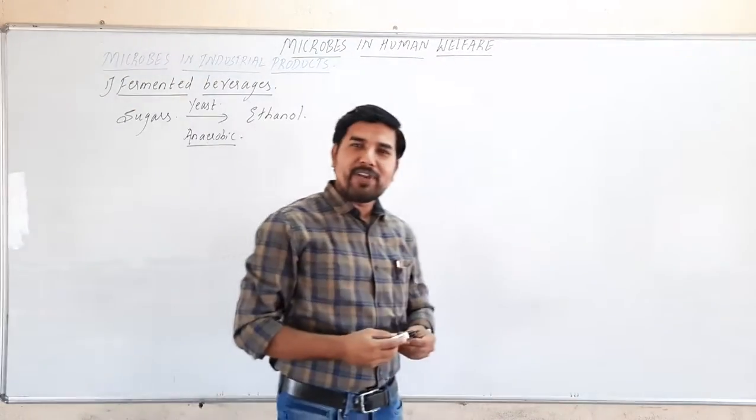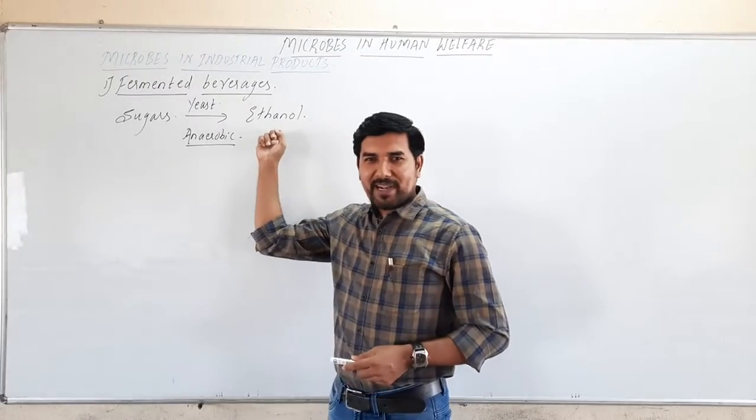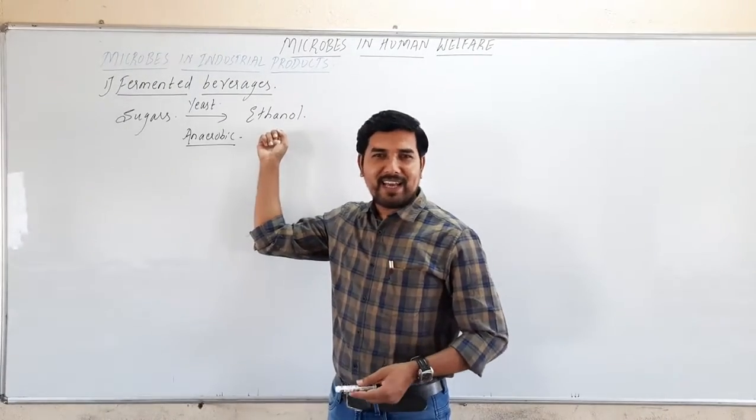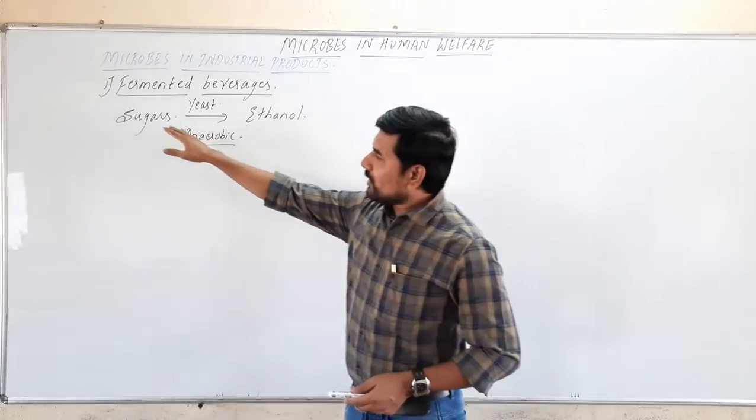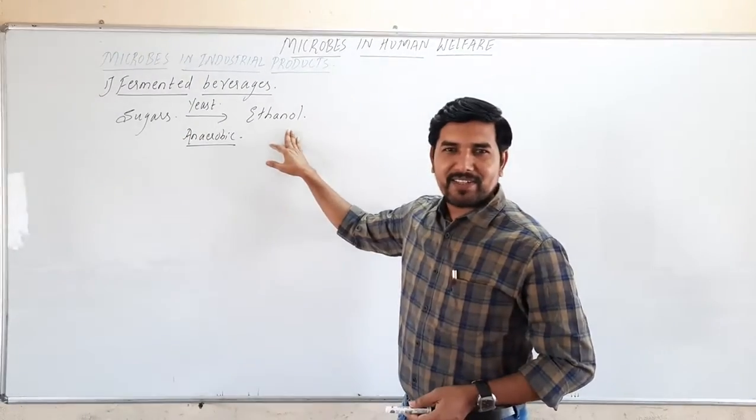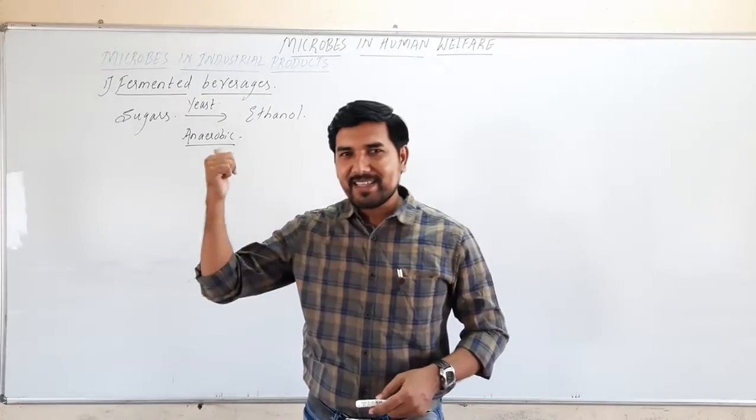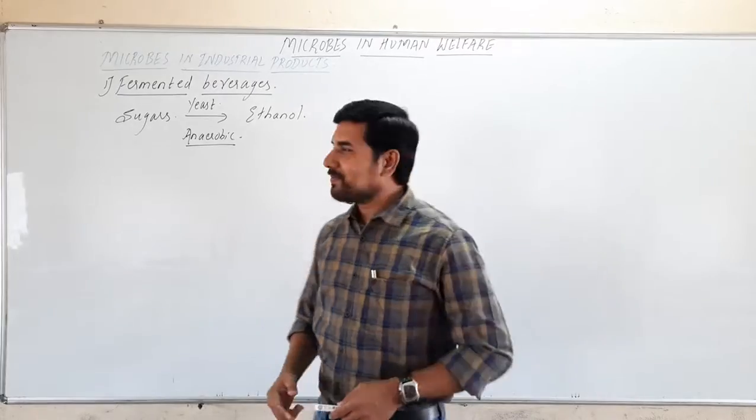Now already we know about the process of alcoholic fermentation. Ethanol is nothing but ethyl alcohol. Here sugar is converted into ethanol. This is in the industries, and it is produced on a large scale. So that is regarding the fermentation process.